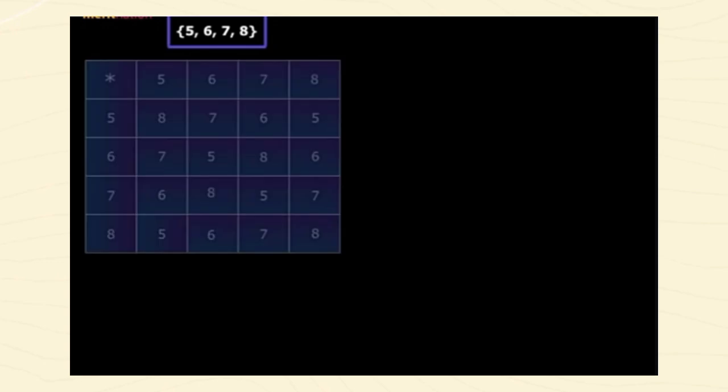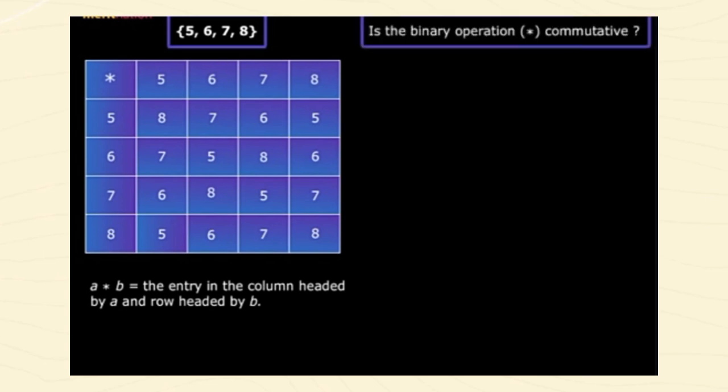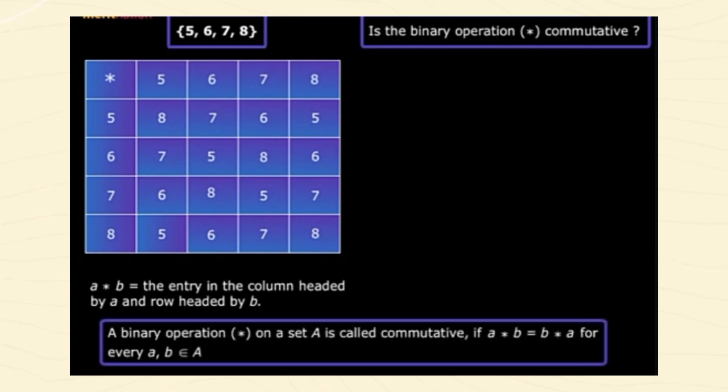Example: let me give you a set with elements 5, 6, 7, and 8. Let me now give you a binary operation star on this set that is defined by this operation table. In the operation table, we have denoted A star B as the entry in the column headed by A and the row headed by B. Now, what we need to find out is whether the binary operation star is commutative or not.